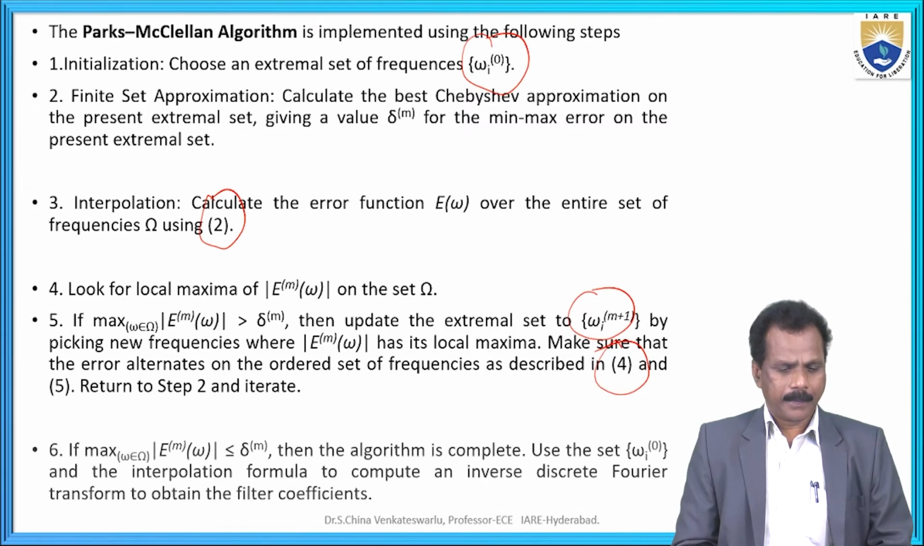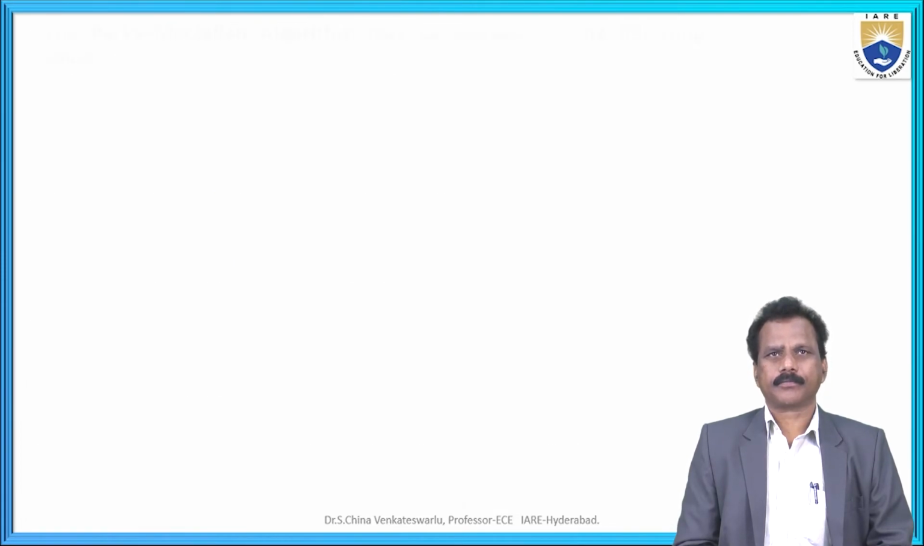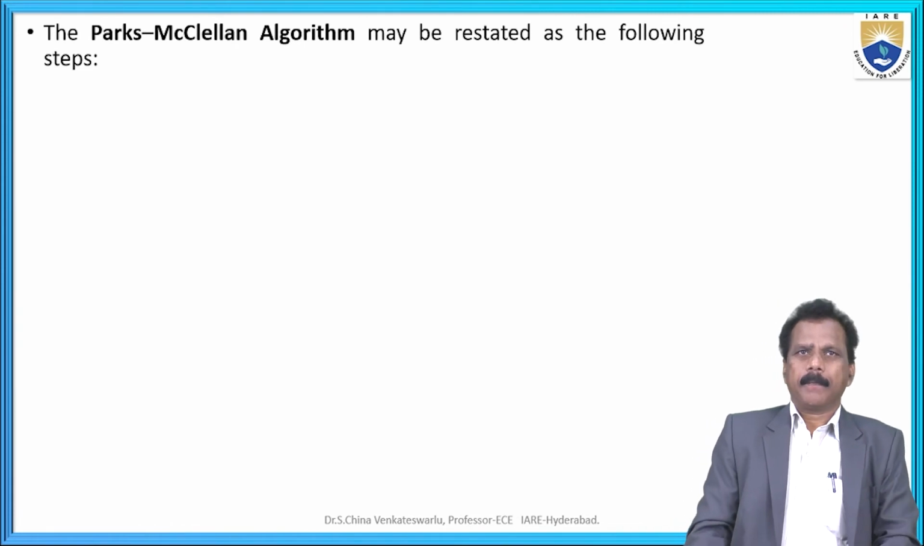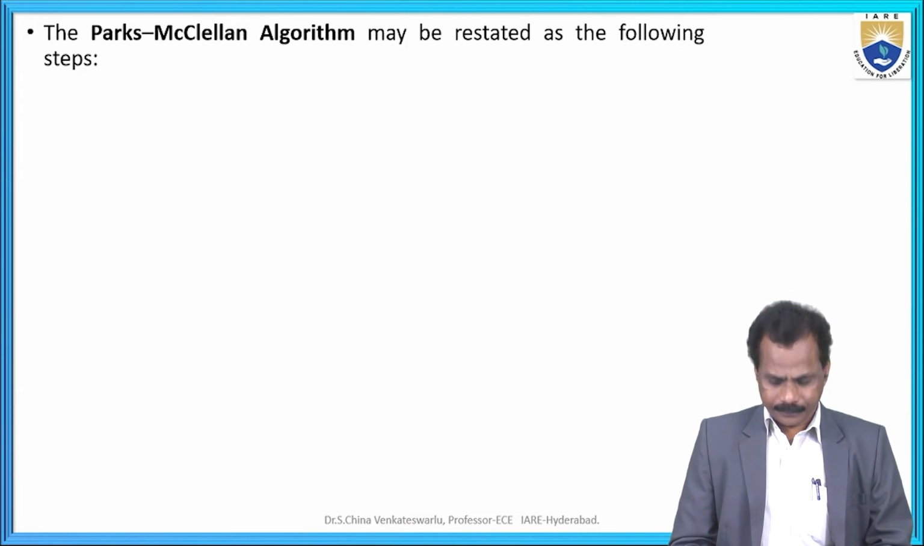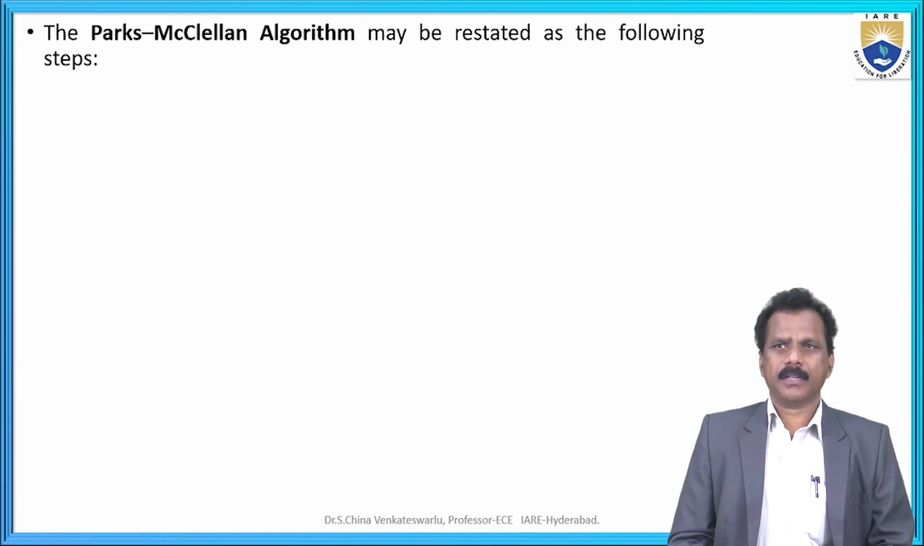The next step is, if the maximum is within this value, then the algorithm is completed. Use the set omega i power 0 and the interpolation formula to compute an inverse discrete Fourier transform to obtain the filter coefficients. The Parks-McClellan algorithm may be restated as the following steps, because our expectation is that it should be optimal.